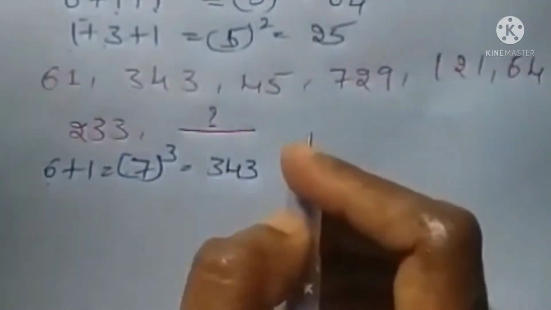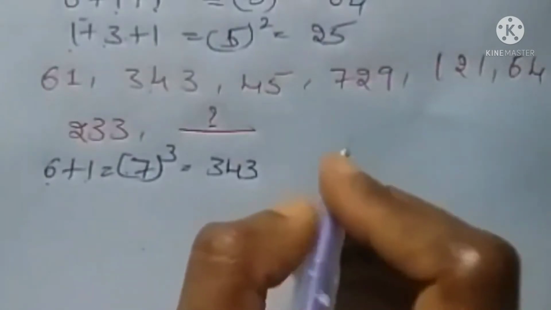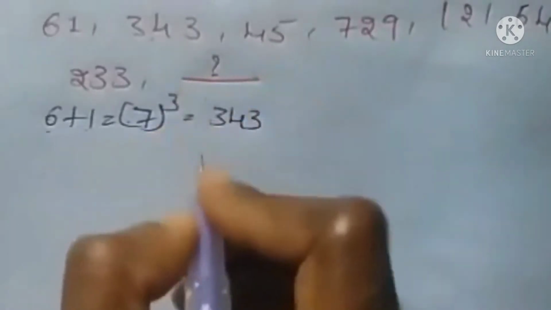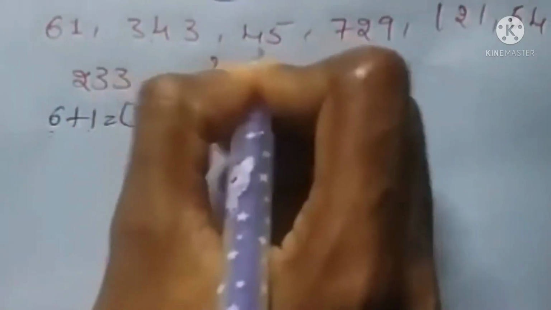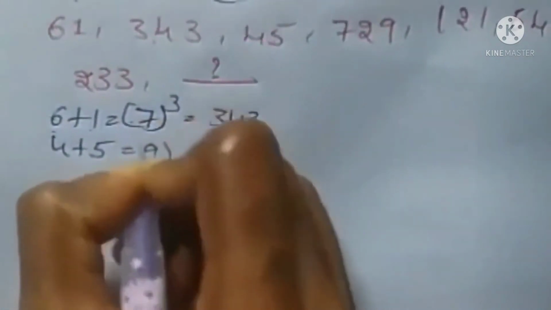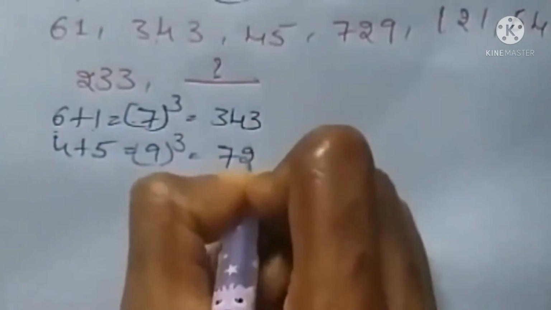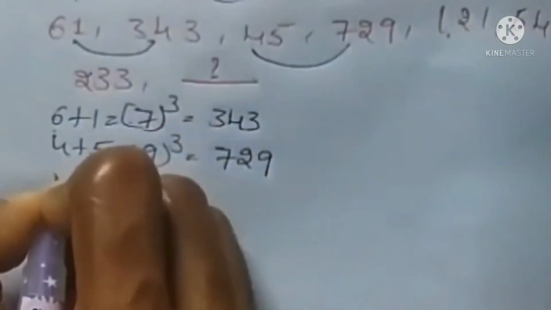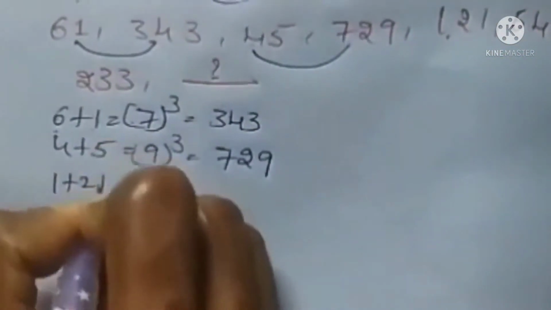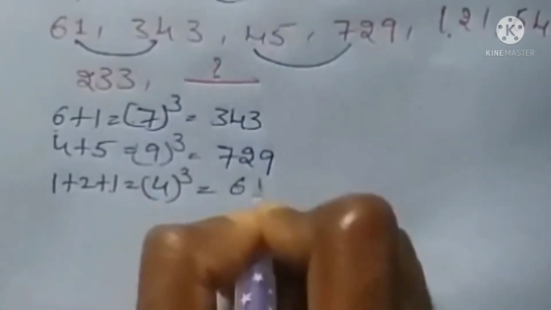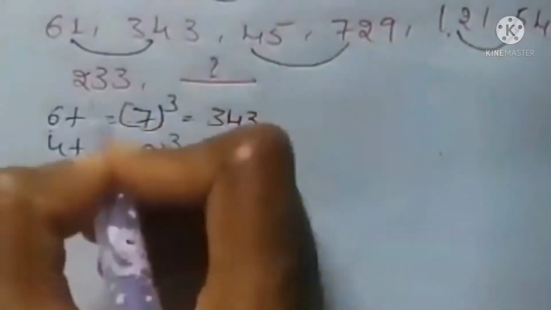In the beginning of the class, I told you to learn squares and cubes till 30. Yes. So it's helpful here. Now 4, 5. 4 plus 5 is equal to how much? 9. And 9 cube is equal to 729. So this is the answer for this, and this is the answer for this. And next, 1, 2, 1. Now 1 plus 2 plus 1 is equal to 2 plus 1, 3. 3 plus 1, 4. 4 cube is equal to 64. This is also finished. Now what do we have to find out?